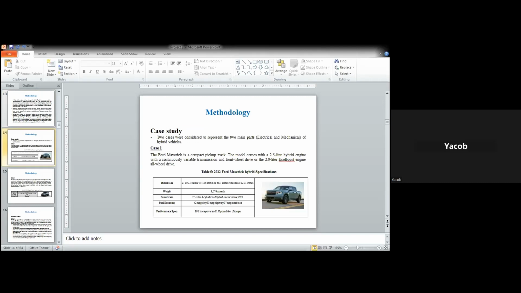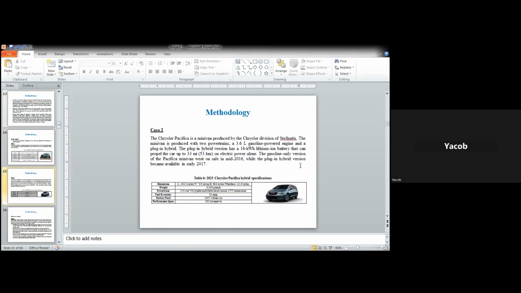In this case, we define two cases. Case one, the Ford Maverick type of car, the given specification on the table is defined. And in case two, the Pacifica minivan type of car, a reported problem on the electrical system of this car is considered as the second case.